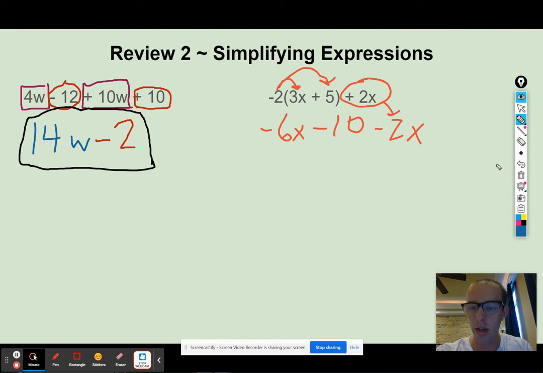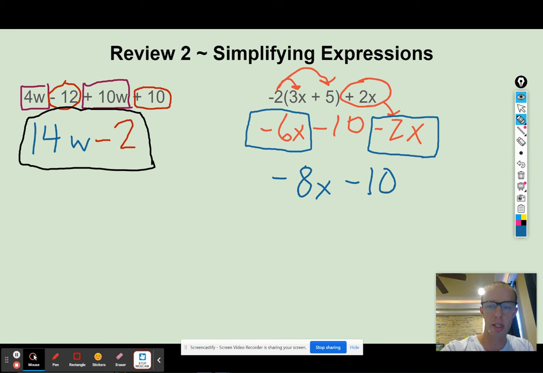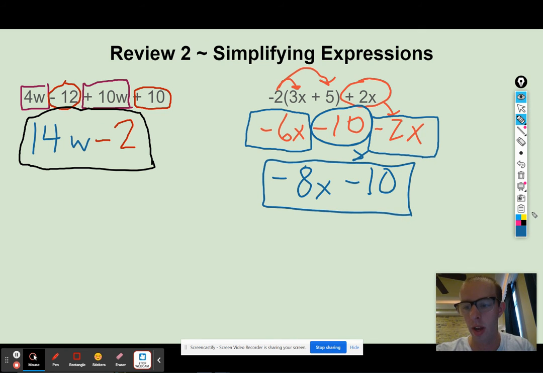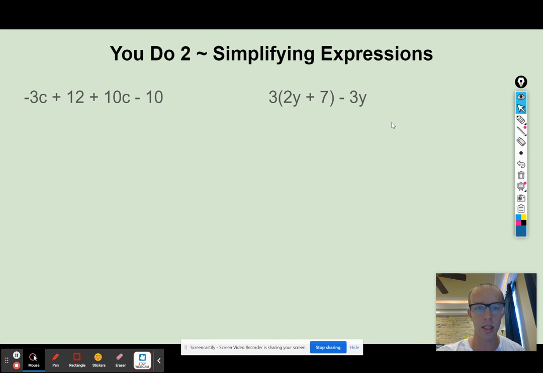Now that I've done that, I have like terms that I can combine. This is a negative 6x, and this is a negative 2x. So I can still simplify this even more. A negative 6x and a negative 2x give me negative 8x minus 10. This minus 10 can just come down. There's no like terms with it. And the most simple version of this expression is negative 8x minus 10. Okay, you should know the drill by now.